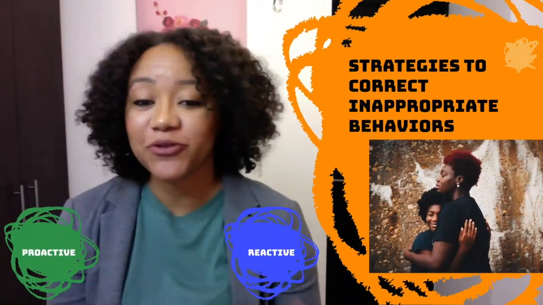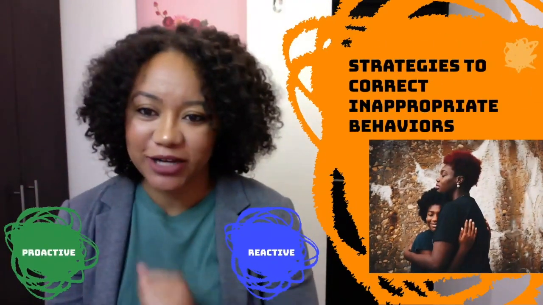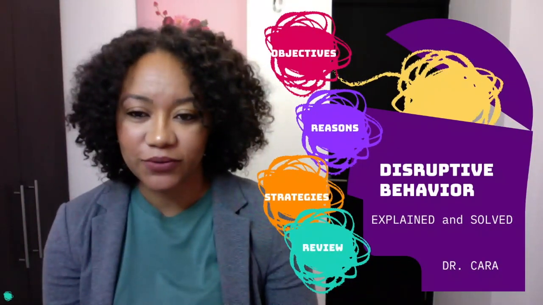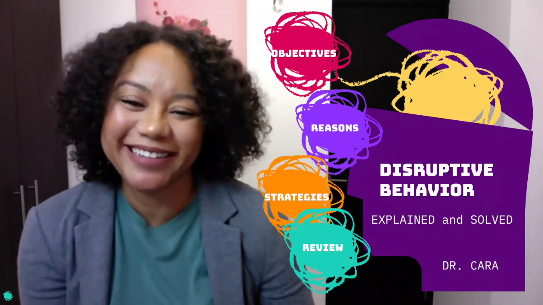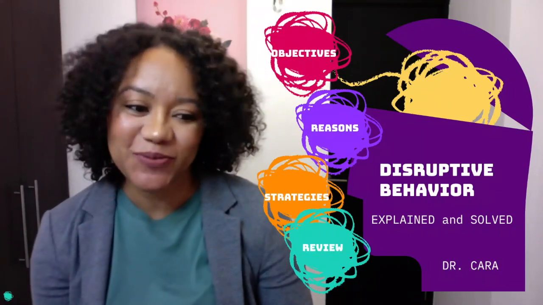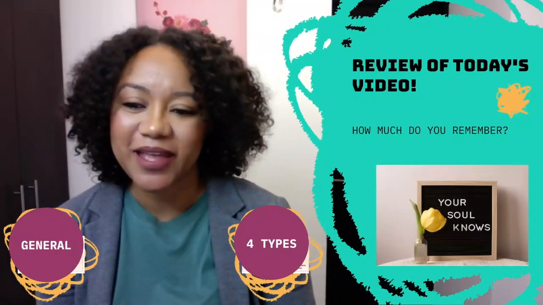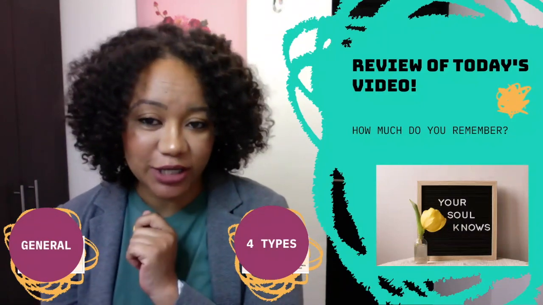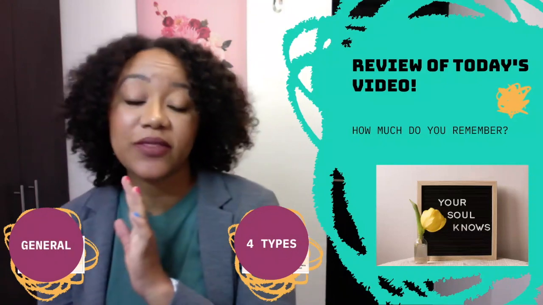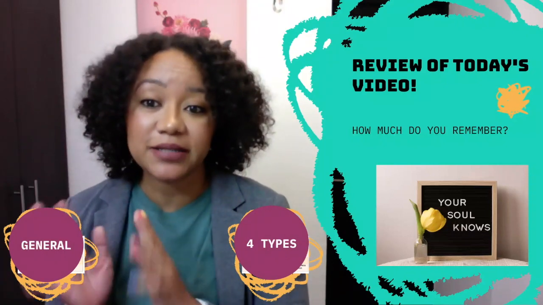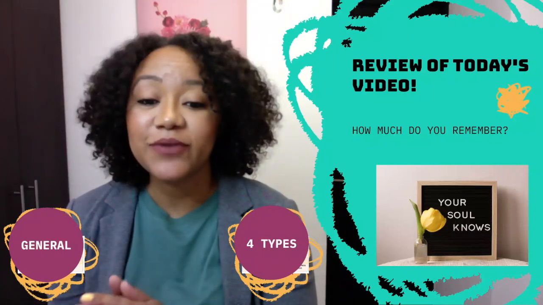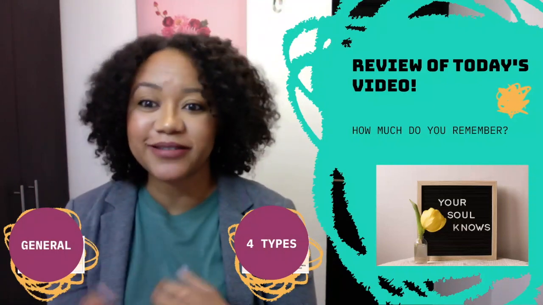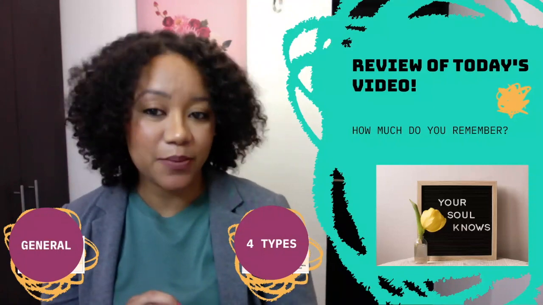Okay, so we've gone through proactive and reactive strategies. Now it's time for review. Are you ready? Let's see how much of the video you remember. Okay, so first we're going to look at general strategies, things we can do beforehand and that we can do for everyone, regardless of the type of behavior. Then we're going to remember the 4 types and what causes these 4 types. So let's see how much you can remember.